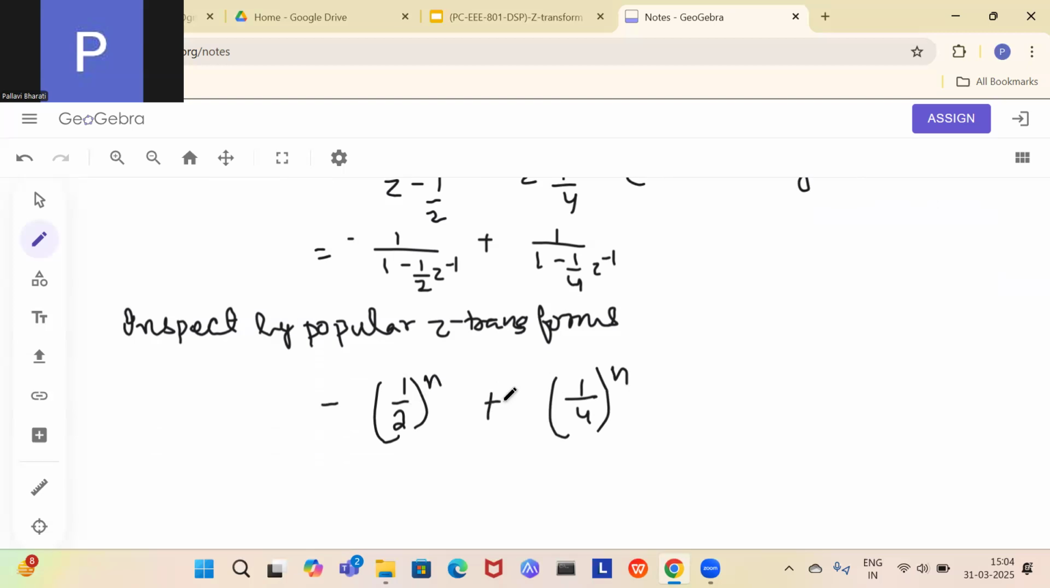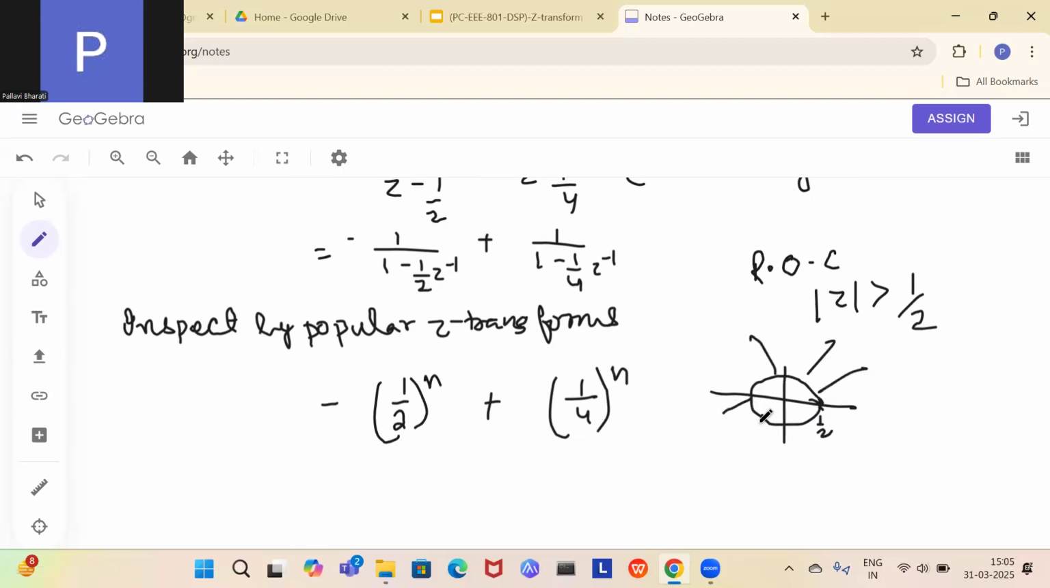Now we need to see the ROC. The ROC that was given in this case is mod z greater than half. So this is a causal sequence, which means this is your half and the ROC is outside this. So for this, you need to put u[n] in both places, and there won't be any changes in the sign or in the signal.